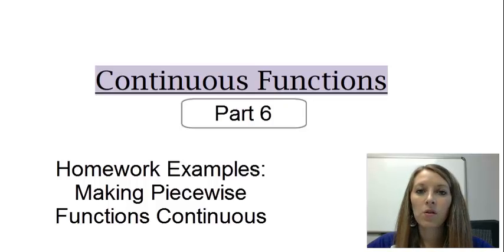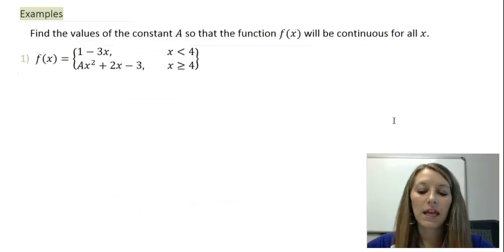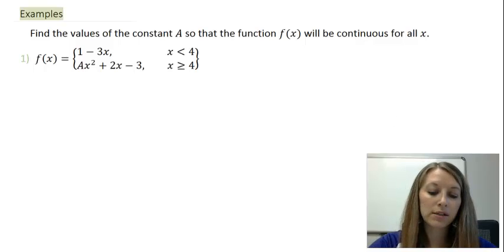So I've worked through a lot of examples that will resemble your homework problems. I have one more type of example that I want to cover, and that example looks like this. Find the values of the constant a so that the function f of x will be continuous for all values of x. And so my constant a is given right here.